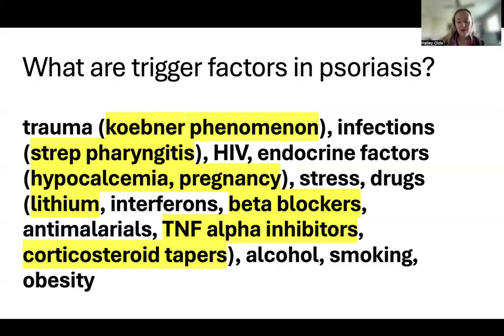Steroid tapers. So a lot of times you'll be on steroids for something else like asthma. And then when you stop it, you get this rebound of psoriasis or like onset of psoriasis. And then alcohol, smoking, and obesity. One that's not listed here, but does come up sometimes is that the PD-1 inhibitors can cause psoriasis as well.